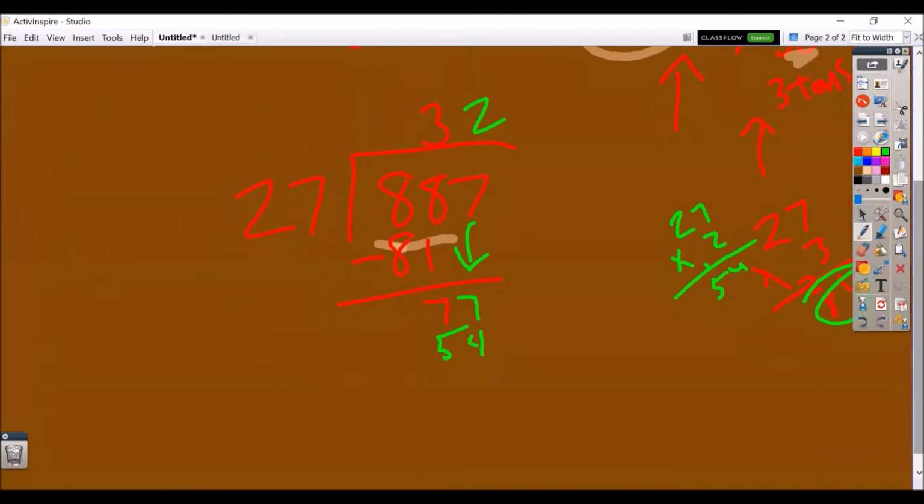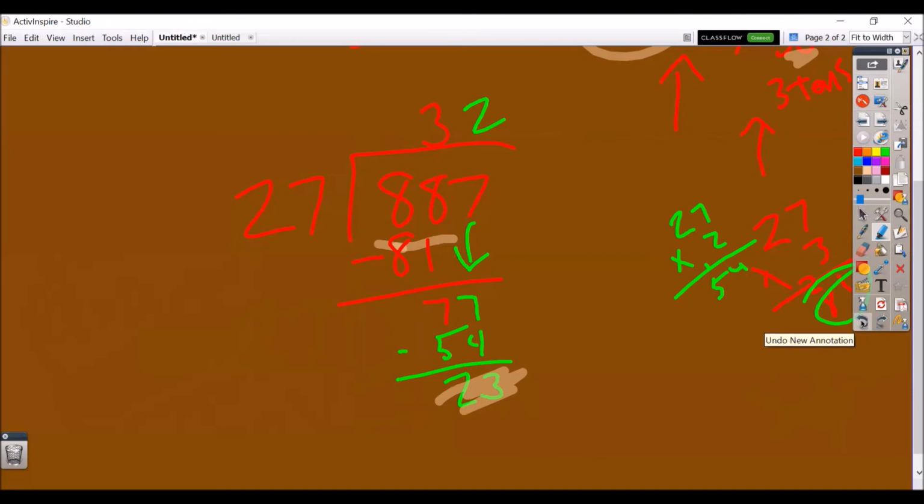Let me scroll down so I have room. Again, make sure your top's ready. It is on this one. I don't have any regrouping, but our remainder is 23. You ask yourself every single time, is it greater than or less than your divisor? If it's greater than your divisor, rework that step, because there's at least one more group that you can equally take out of it.